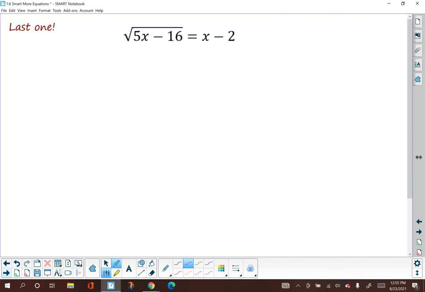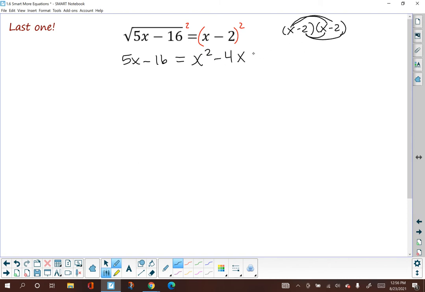All right, we're going to do one last equation. This is the last one. So again, that root is by itself ready to go. We're going to square both sides. So we get 5x minus 16 is equal to x minus 2 squared gives us x squared minus 2x for a total of minus 4x and plus 4.